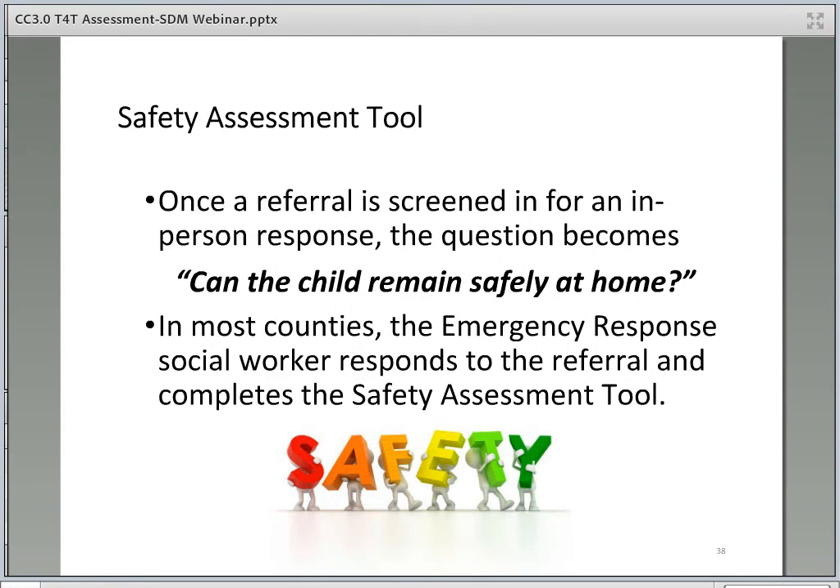The SDM Safety Assessment Tool is completed during the course of a child welfare investigation and helps answer the question, can the child safely remain at home with or without a safety plan? Safety assessment components include the following: child vulnerabilities, safety threats, caregiver complicating factors, household strengths and protective actions, in-home protective interventions, and placement interventions, if applicable.